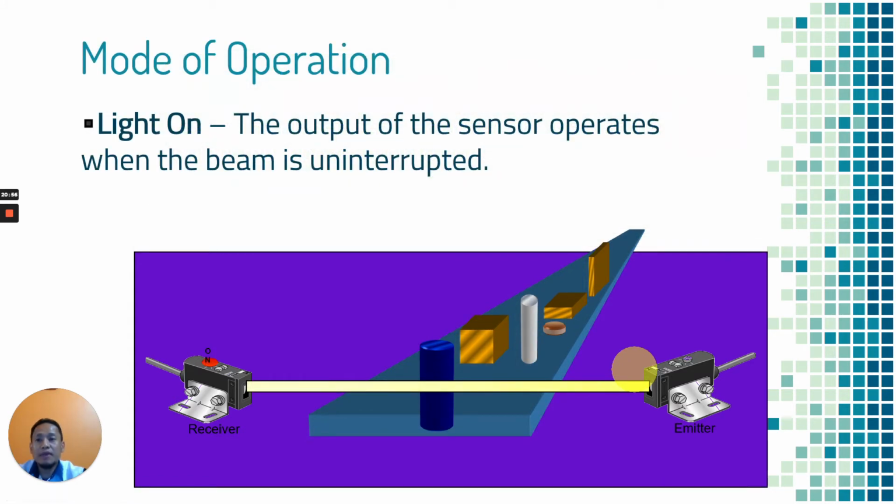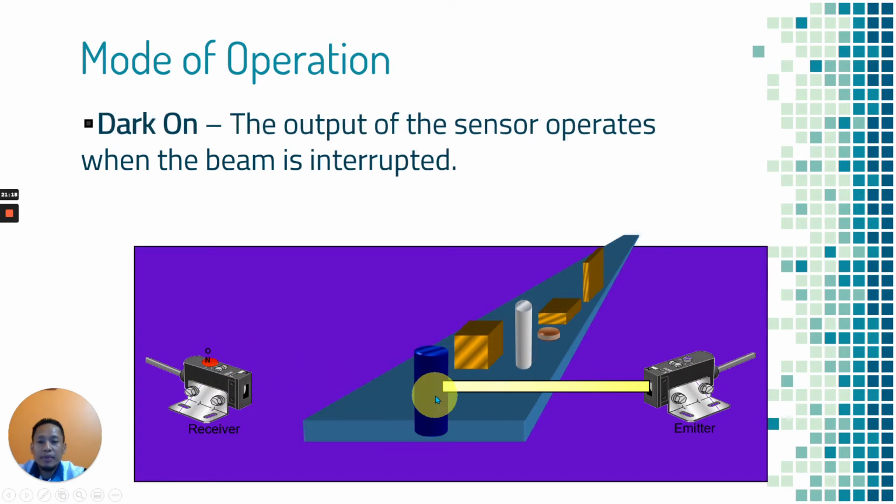For example, they have several modes of operation. For example, light on. The output of the sensor operates when the beam is uninterrupted. So for example, this one is on. You can see this one has a red indicator on, and then when the light is not passing through, this should be in the off position.